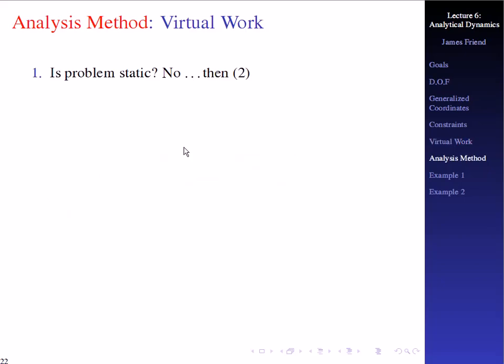Okay, so how do we use this? It's going to feel like cheating because it's totally unfamiliar and it takes a bit of practice. So take a look and see what you think. This is a cookbook method for doing this. Look at the problem as static.